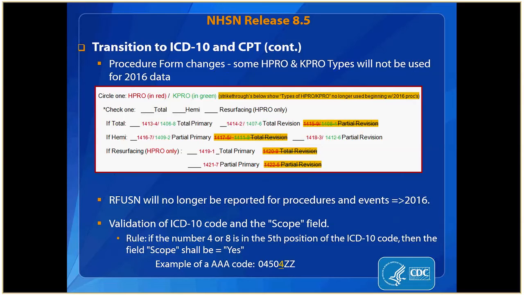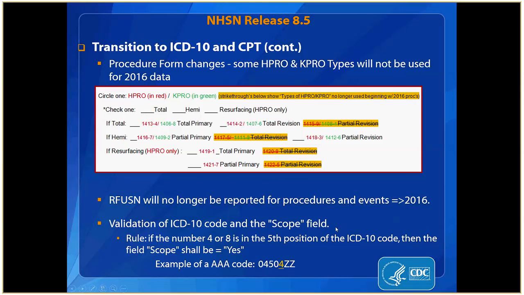R-Fusion will no longer be reported for procedures and events greater than or equal to 2016. And that should start on your side, because you're going to be collecting the data from your system using the ICD-10 code. So it is only Fusion now that will be reported.